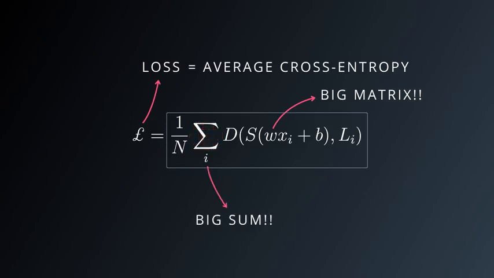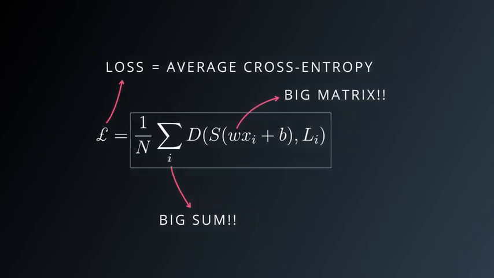We want all the distances to be small, which would mean we're doing a good job at classifying every example in the training data. So we want the loss to be small. The loss is a function of the weights and the biases. So we're simply going to try and minimize that function.